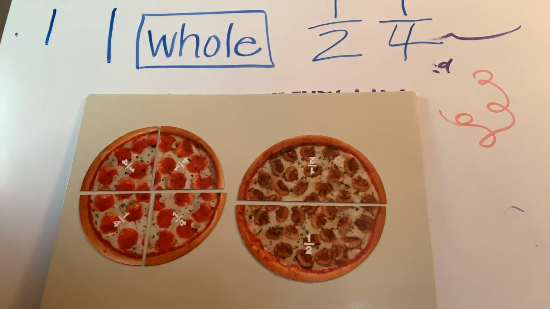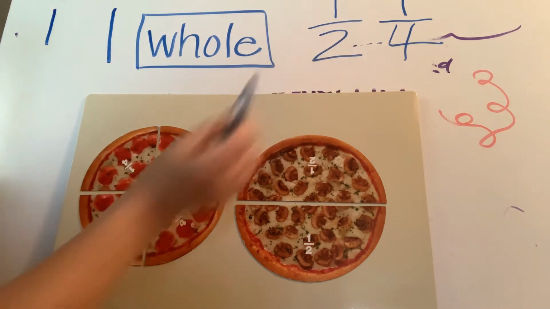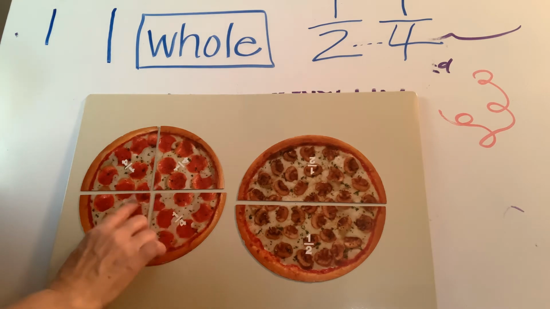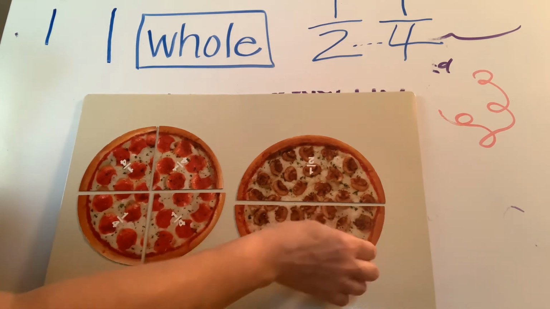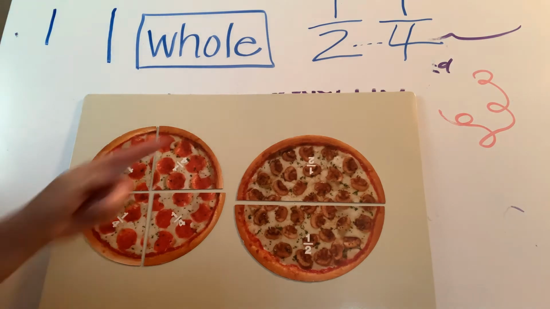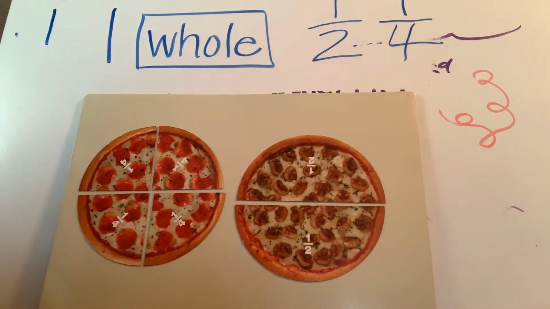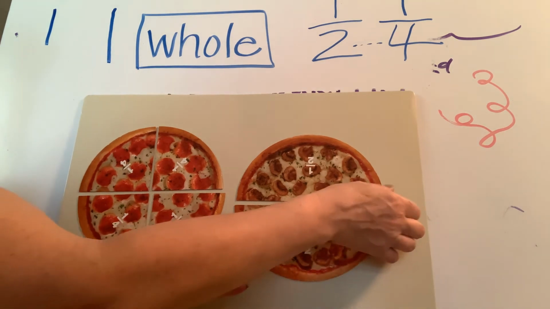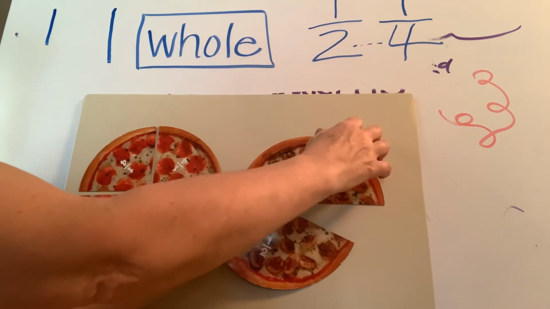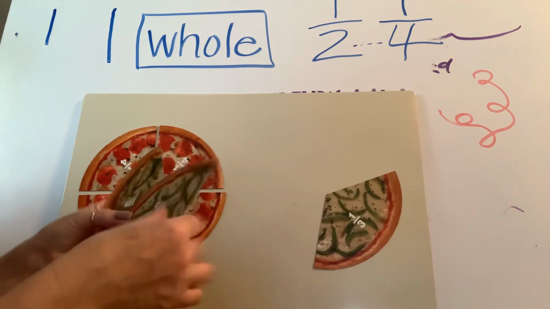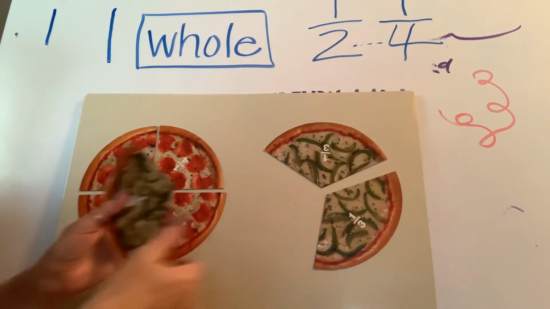Whatever number's on the bottom, the higher the number goes, the smaller the pieces. Okay, so 1/2, it goes from 1, and then we cut it in half. That's the first fraction. Now, I'm going to take down the 1/2, and I'm going to put up thirds. What if I cut my pizza into thirds? That means my pizza has 3 parts.